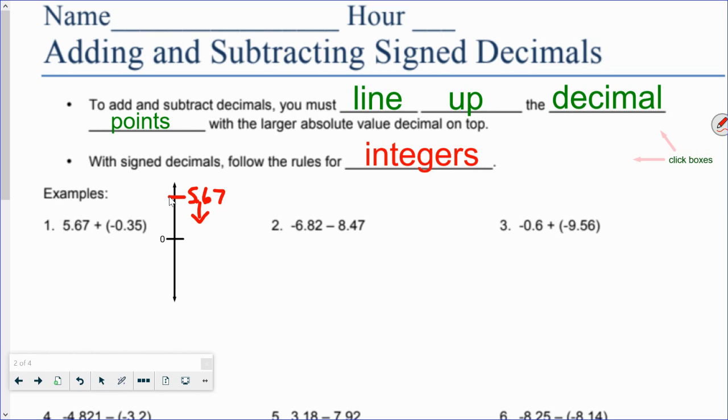Okay, so putting our larger decimal on top, we want to take 5 and 67 hundredths, and because they're different signs, we're going to subtract. We're going to take 35 hundredths away. And 7 minus 5 is 2. 6 minus 3 is 3. Now this is why we line up our decimal points. This is how we know where my decimal is going to go.